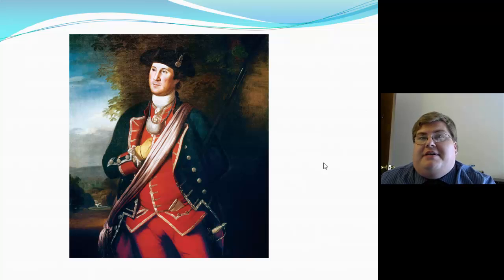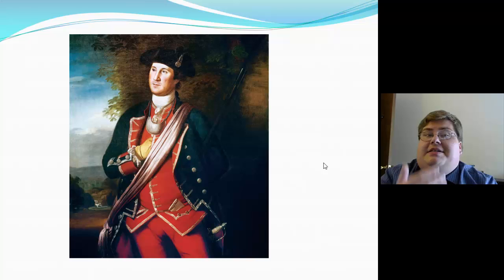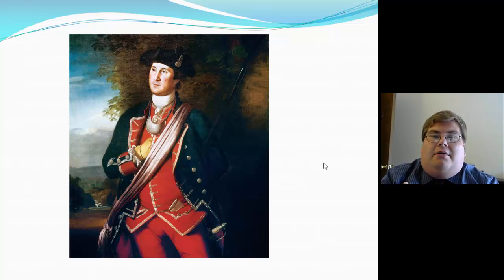And we're going to blame this guy. You might know him better as George Washington. This is a portrait of then Colonel Washington. He's in the uniform of a Virginia provincial. He's part of the militia. He's an officer. And what's going to happen?